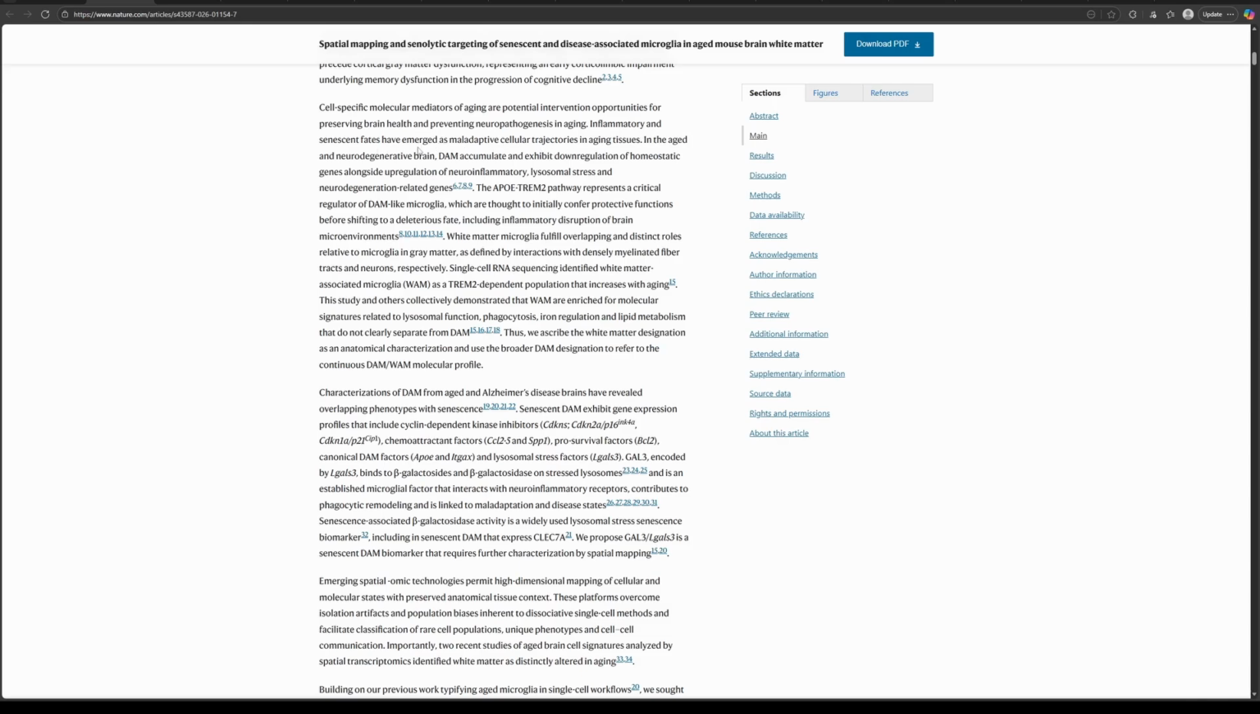Inflammatory and senescent fates have emerged as, so these senescent fates are the cell types, have emerged as maladaptive cellular trajectories in aging tissues. In the aged and neurodegenerative brain, DAM accumulate and exhibit downregulation of homeostatic genes. Downregulation means that genes are being expressed less often. Let's look at the word homeostatic, because I don't know what that means.